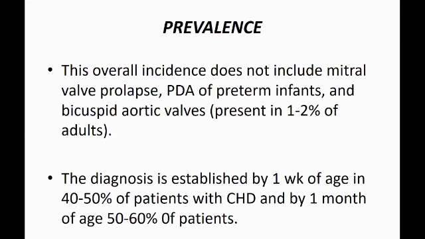In cases of congenital heart diseases, especially cyanotic heart disease, the diagnosis is established by 1 week of age in 40 to 50% of the cases, while diagnosis is made by around 1 month of life in 50 to 60% of the patients.